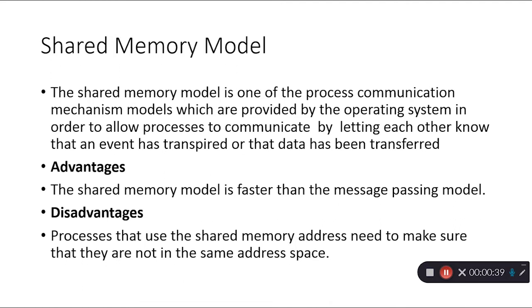To do this, the communicating processes have to establish a region of shared memory which resides in the address space of the process responsible for creating the shared memory segment. Normally, the processes are not able to access each other's memory since the operating system prevents this. However, if two processes need to communicate, they would need to agree to remove this restriction.